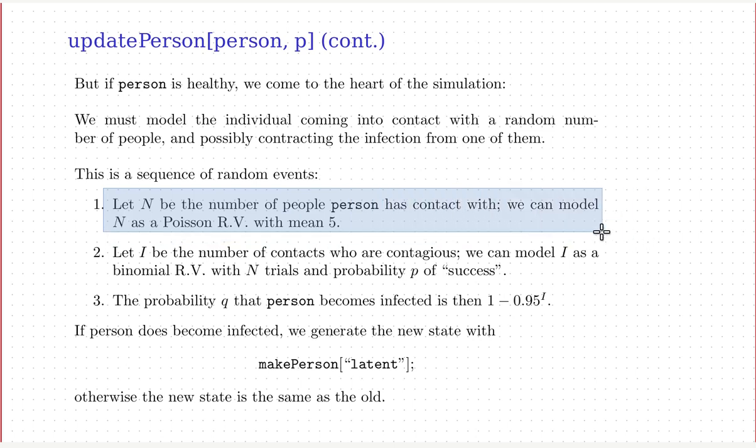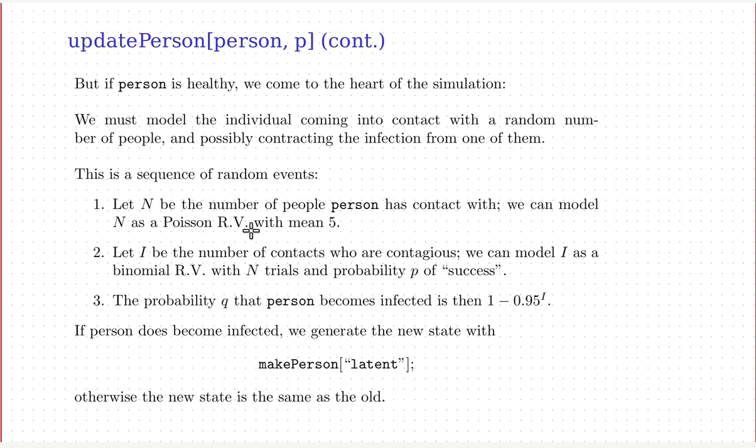Remember, we're going to assume that each person has an average of 5 contacts per day. So what we can do is use a Poisson random variable with mean 5 to model the number of contacts that a person has on a given day. So this n will be some random number whose mean is 5. Once we've determined what n is, then we know how many contacts the person has.